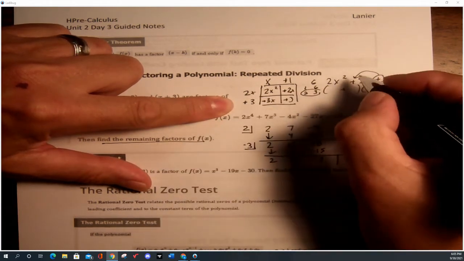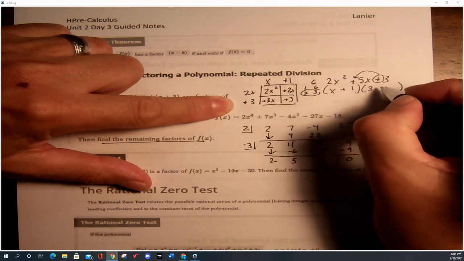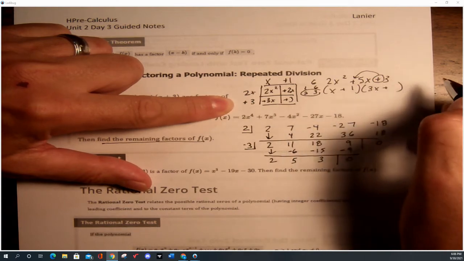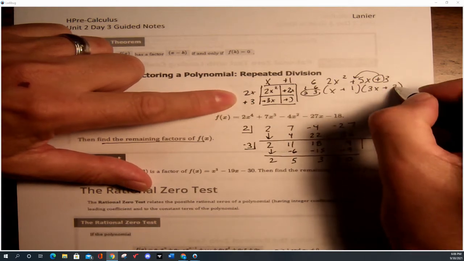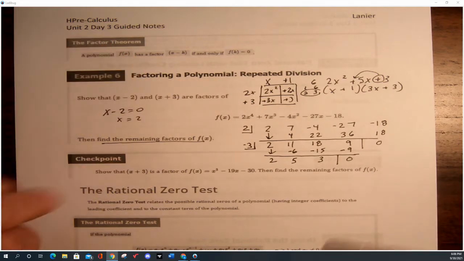So we got it factored: x plus 1 and 2x plus 3. Sorry, not 3x, 2x plus 3. I'll change that 3 to a 2.